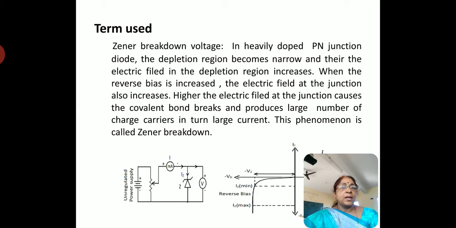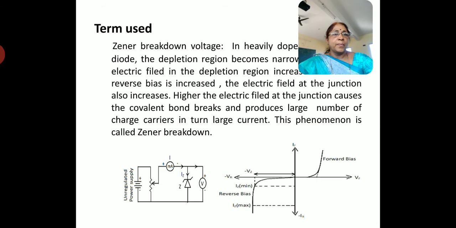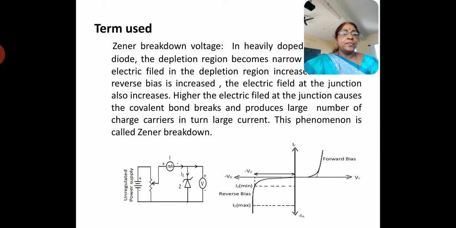This phenomenon is known as the Zener breakdown, and the corresponding voltage at which the Zener breakdown occurs is known as the Zener breakdown voltage. The figure, that is the circuit diagram, shows how to study the characteristic of this Zener diode. And here is the graph which indicates the characteristic in case of forward bias as well as in case of reverse bias.